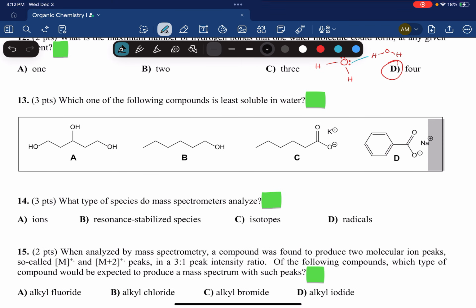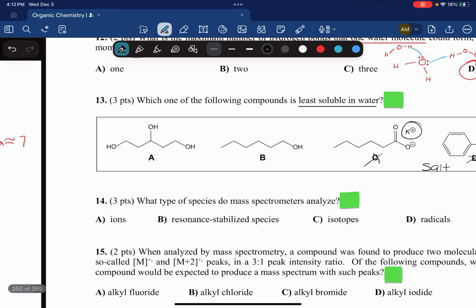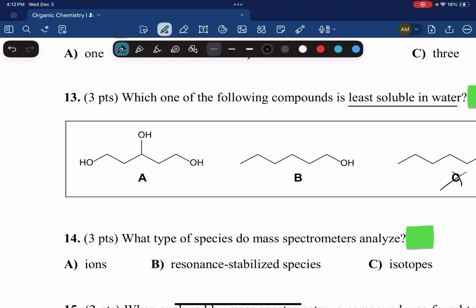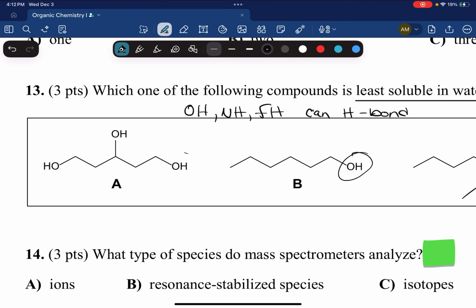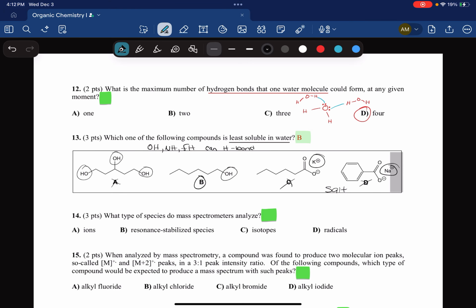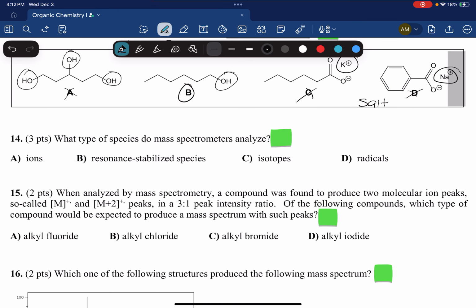All right. Least soluble in water. You see these? That lets you know it's a salt. Salts are very soluble in water. Okay. So now we're looking at A and B, right? OH, NH, FH. Can hydrogen bond? Meaning, it would be soluble in water, right? If it can bond with hydrogen, it can bond inside the water. This has 1 OH. This one has 3, making it better. B. Cool.